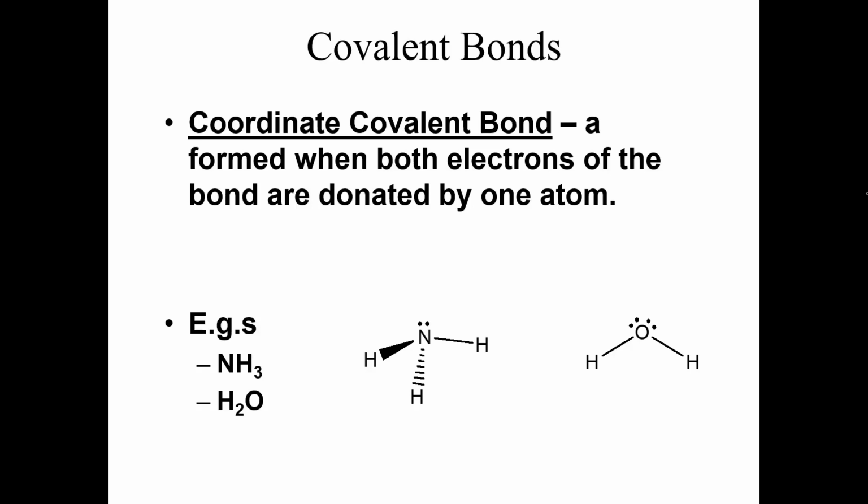Okay, this is the second part of chapter 5. We were talking about covalent bonds, polar bonds, and how to draw a proper Lewis structure. Down here we have two examples, ammonia and water.